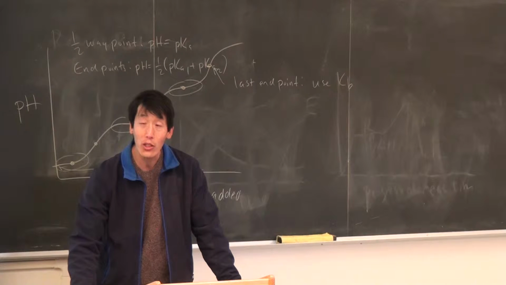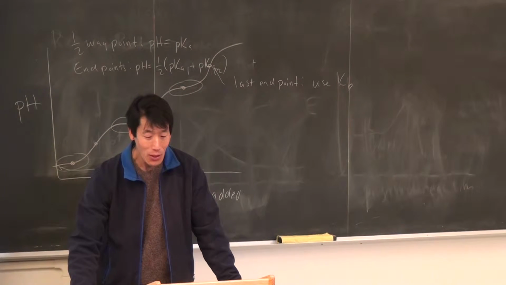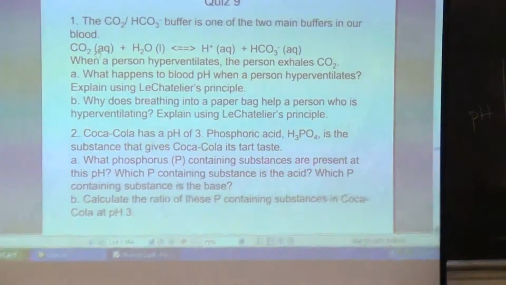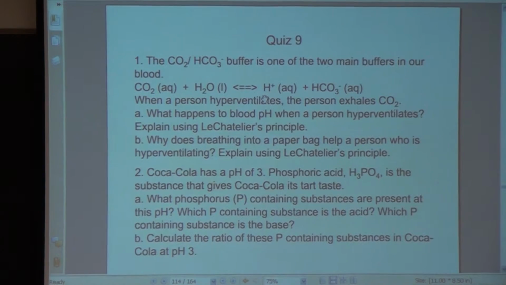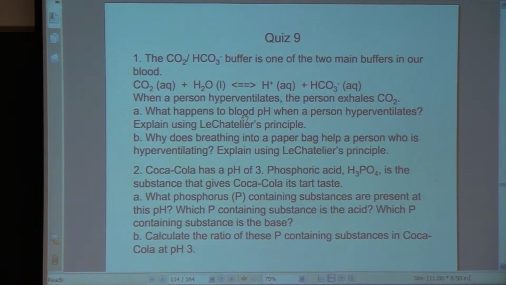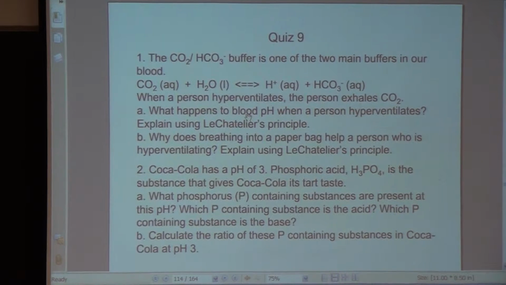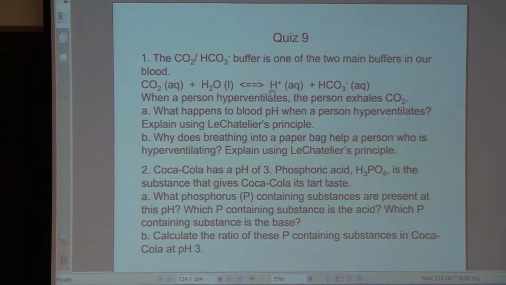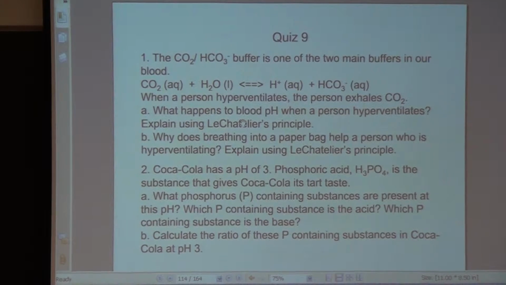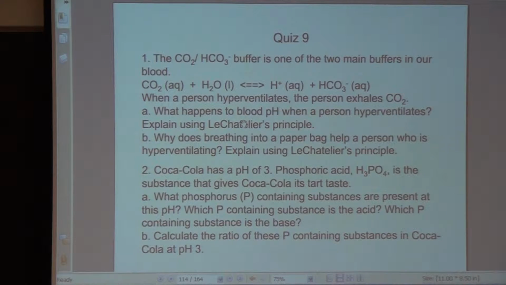That means that this reaction is going to shift toward the left, or toward the reactant side. As the reaction shifts toward the reactant side, what happens to the H plus concentration? Does it increase or decrease? It decreases, and as it decreases, that means the blood pH is going to increase. Again, as the H plus concentration drops, the pH is going to rise. Note that there is that inverse relationship between pH and the H plus concentration.